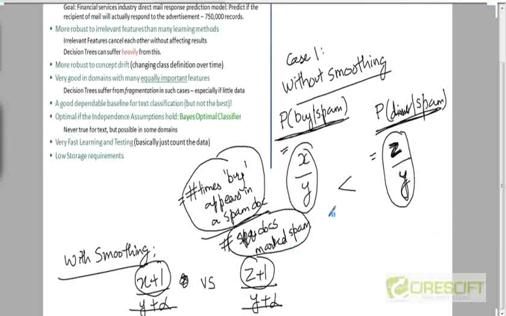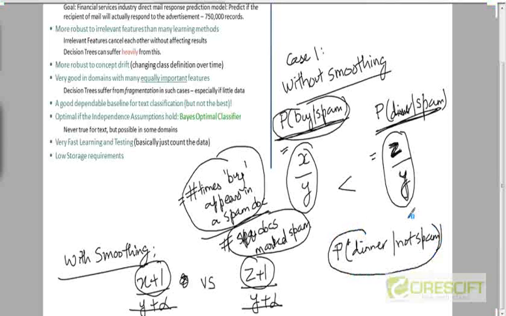In fact, you can also show the following, that not only will it not change the relative values of this term and this term, it will also not change the relative value of this term and dinner given not spam. Let's say this was x divided by y. If you look at this particular probability without smoothing, let's call it a divided by b. Now the denominator may also not be the same because now you're looking at a different class. So let's say that x divided by y is less than a divided by b. This is without smoothing.